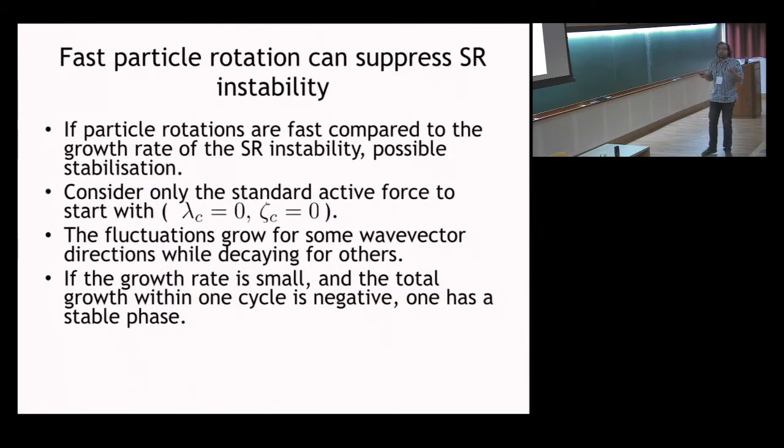If the particle rotations are fast enough compared to the growth rate of the Simha-Ramaswamy instability, you can stabilize your ordered phase, this rotating ordered phase. And this happens because if you look at the growth rate along all directions of the Simha-Ramaswamy instability, the growth rate in most directions is stabilizing, but in some directions is unstable. If you start rotating the ordering direction, you'll hit the stable directions very often in some sense.